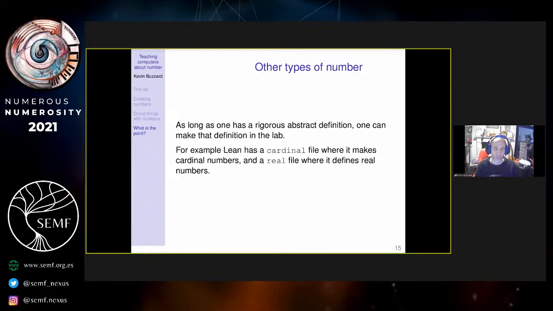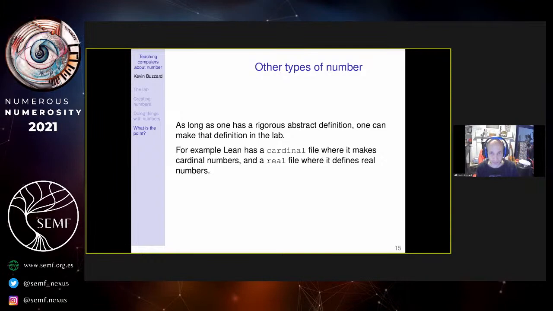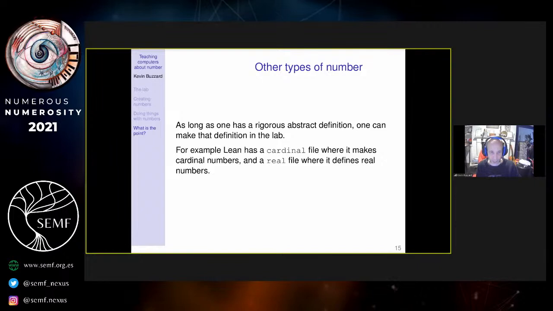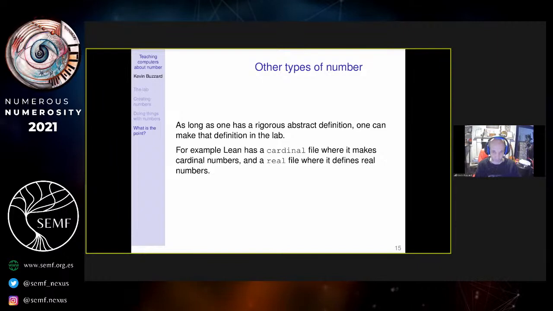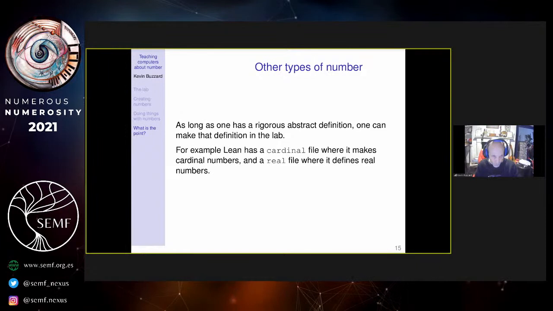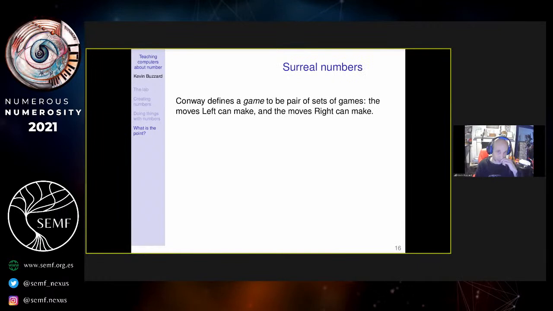Or we could define real numbers as Dedekind cuts or equivalence classes of Cauchy sequences. As long as we have a rigorous abstract definition, and this is exactly the kind of thing that pure mathematicians do, they come up with rigorous abstract definitions of all the objects they work with. And as long as you have such a definition, as we have in pure mathematics for all the things we use, one can make that definition in this lab and move away from the blackboard and the PDF and start using the computer proof system instead.